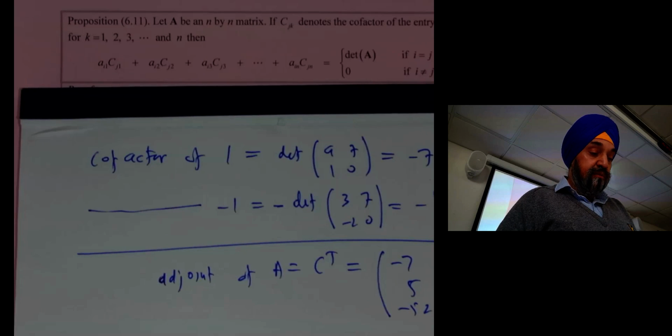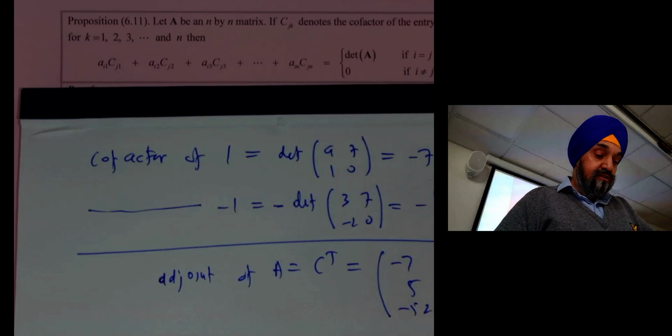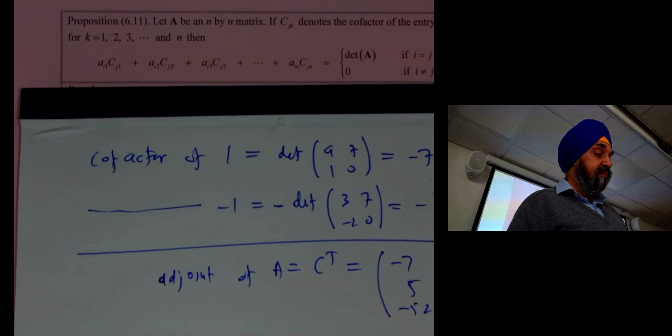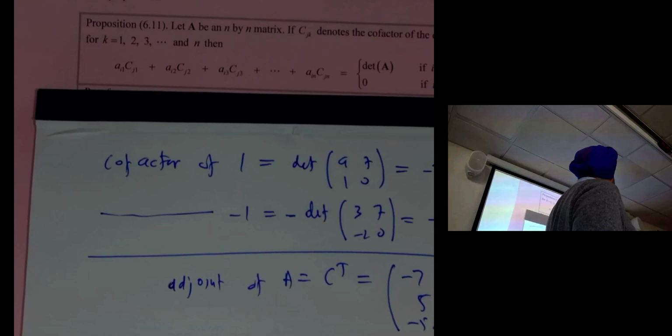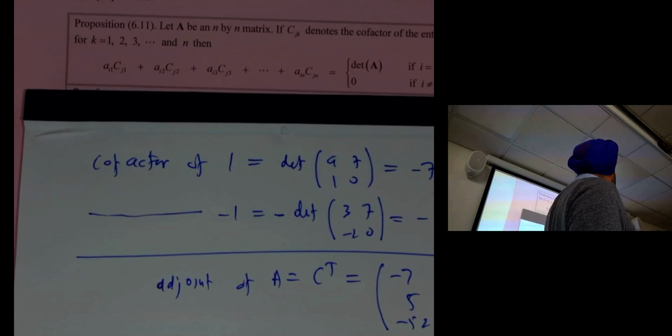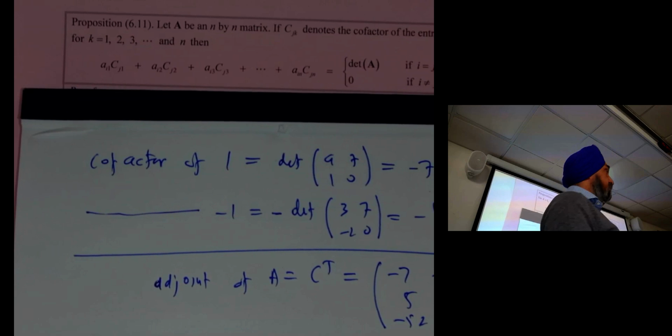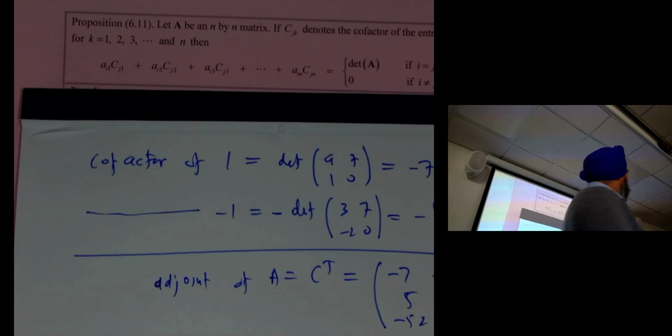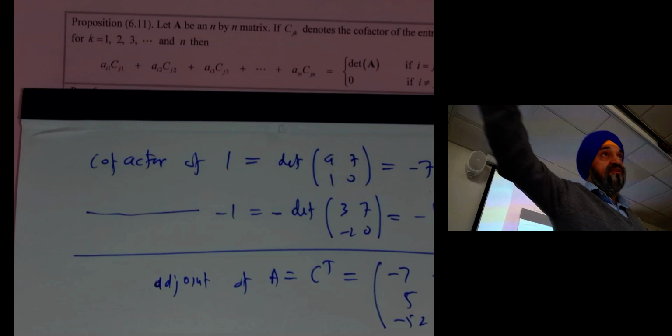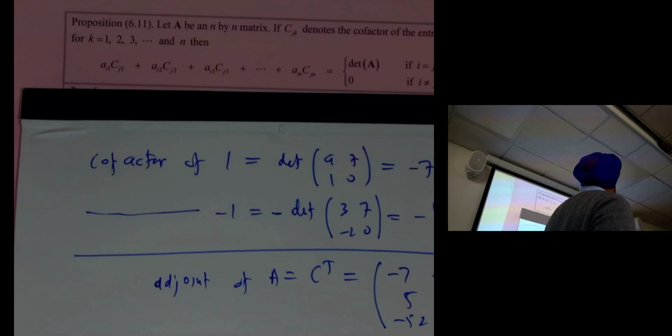I do need this result to do the second proposition. This is like a lemma. I want to show the second proposition. I don't know if you want to copy this down or you've got it in your notes. What it says is if you multiply the entry of the cofactor plus entry of the cofactor plus entry of the cofactor, if you add them all up, you get the determinant of A when i is equal to j and 0 everywhere else.